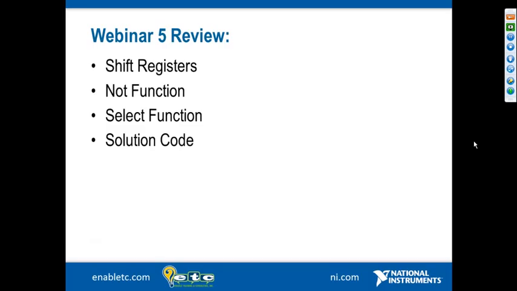We'll start off with a quick review of the previous webinar, in which we talked about a few new programming concepts that were necessary to create a little bit more sophisticated autonomous code. We talked about shift registers, the not Boolean function, and the select function, and we took a quick tour of creating some solution code inside our autonomous framework to create some behavior using these functions.